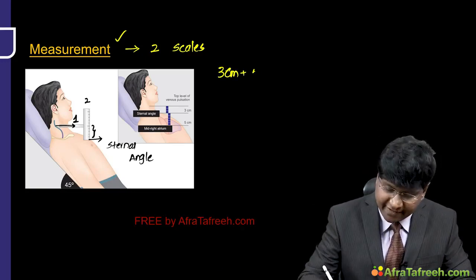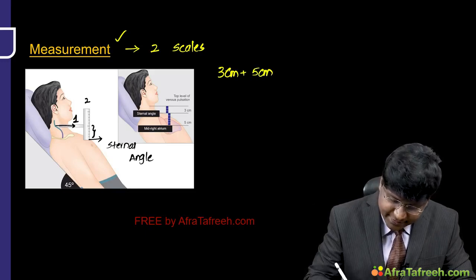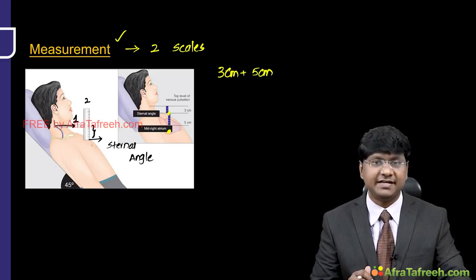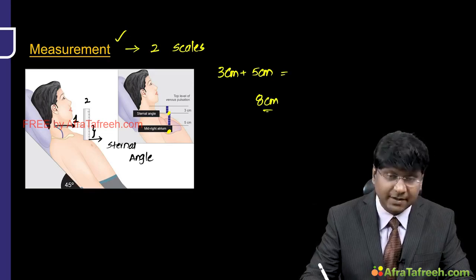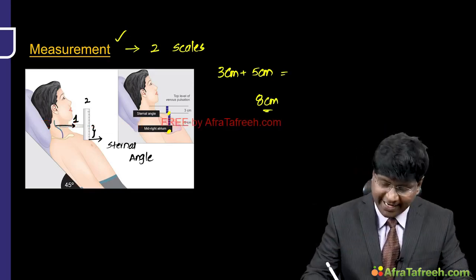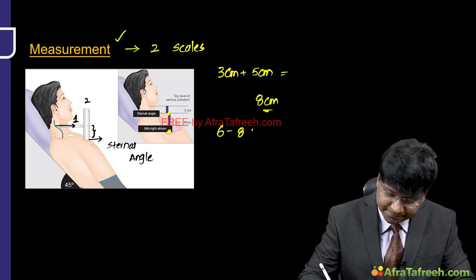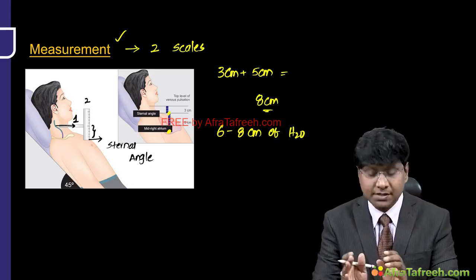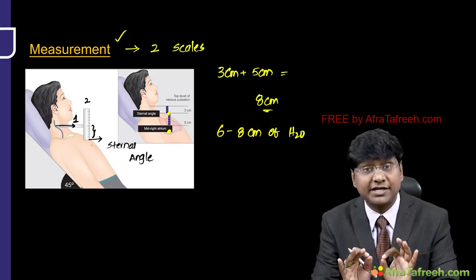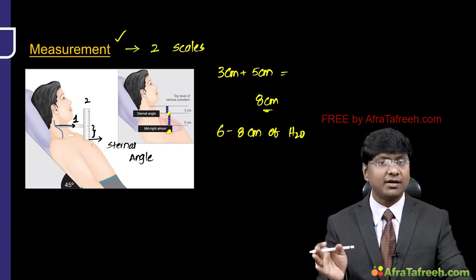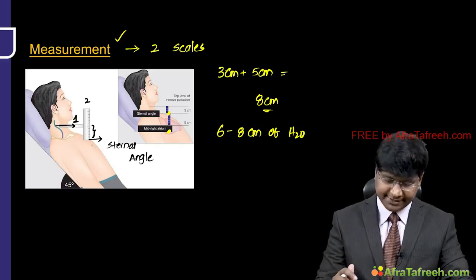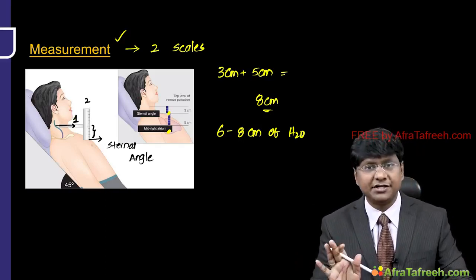To this, you need to add 5 centimeters, because the distance between the sternal angle and the center of the right atrium is around 5 centimeters. So in a normal individual, how much will it be? In a normal individual, it will be around 6 to 8 centimeters of water, at a position of 45 degrees. So the JVP is usually measured in centimeters of water or inches of water. Okay, so this is how you need to measure the JVP.